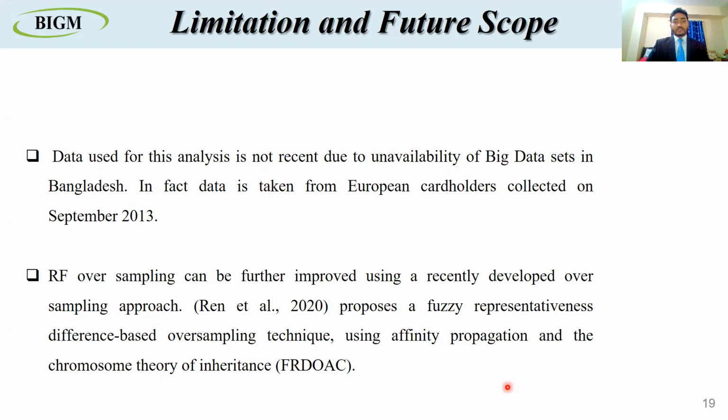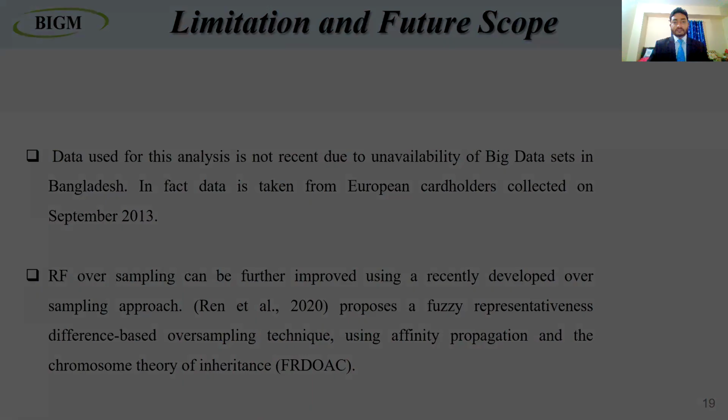And finally, the future scope of this study is that it can be further improved by using an improved version of the random forest oversampling technique. Ren and others in 2020 proposed a fuzzy representativeness difference-based oversampling technique using affinity propagation and the chromosome theory of inheritance. So using this improved technique, we can further improve our paper.